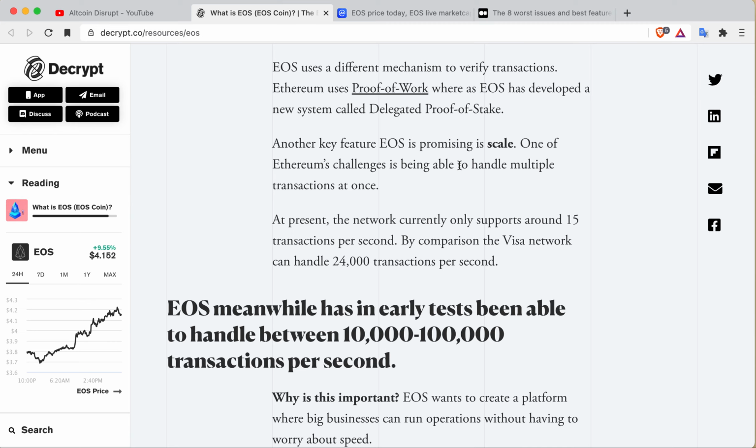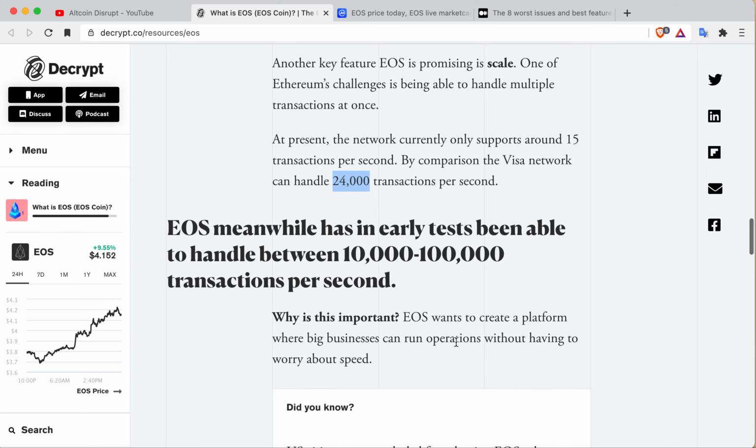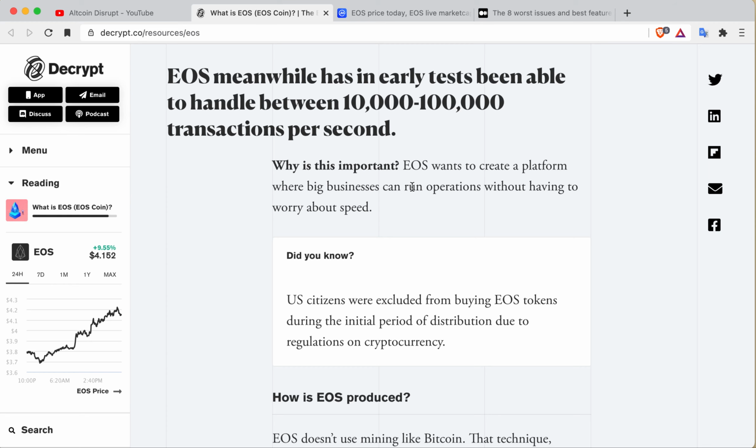Yeah, so apparently a key feature of EOS is promising scale. The scalability is a huge thing in all cryptocurrency. So one of Ethereum's challenges is being able to handle multiple transactions per second, right? And apparently Ethereum can only handle 15 transactions per second. Visa network handles 24,000 transactions per second. And obviously EOS wants to be as big as Visa. They want to handle thousands of transactions per second, between 10,000 and 100,000. And if they can somehow manage 50,000 transactions per second, then that's extremely good for EOS, the company.